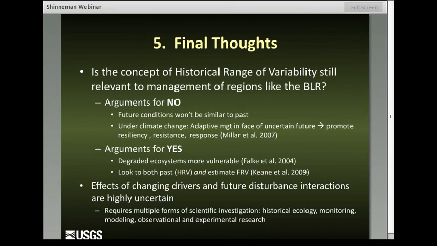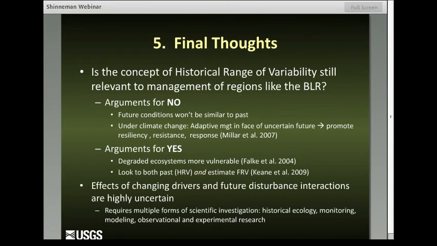And clearly the effects of changing drivers, climate change, land use, and so on are going to be critical to future disturbance interactions, but it's true that these are going to be highly uncertain. And so I think that it does require us to think about how we're going to sustain these landscapes in terms of their biodiversity and the goods and services that they provide us.